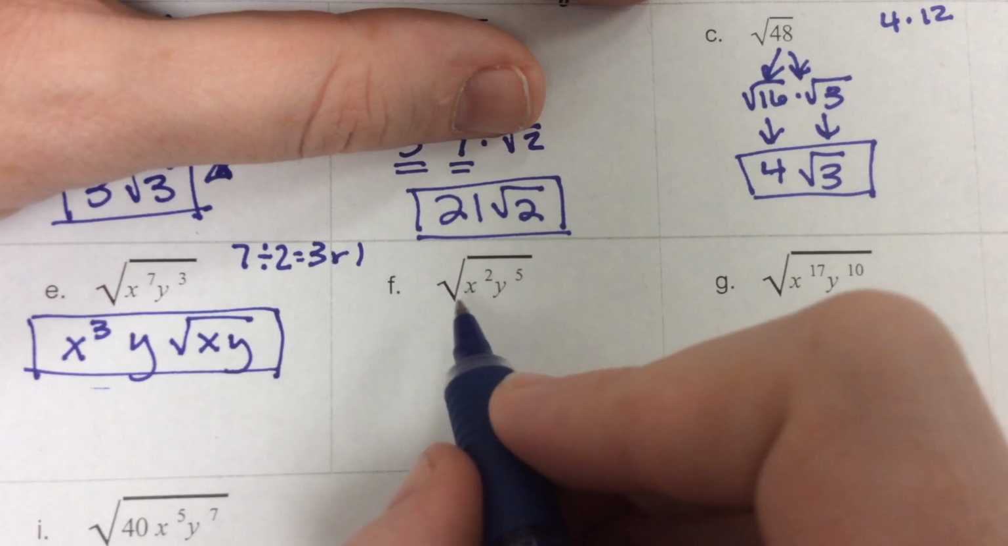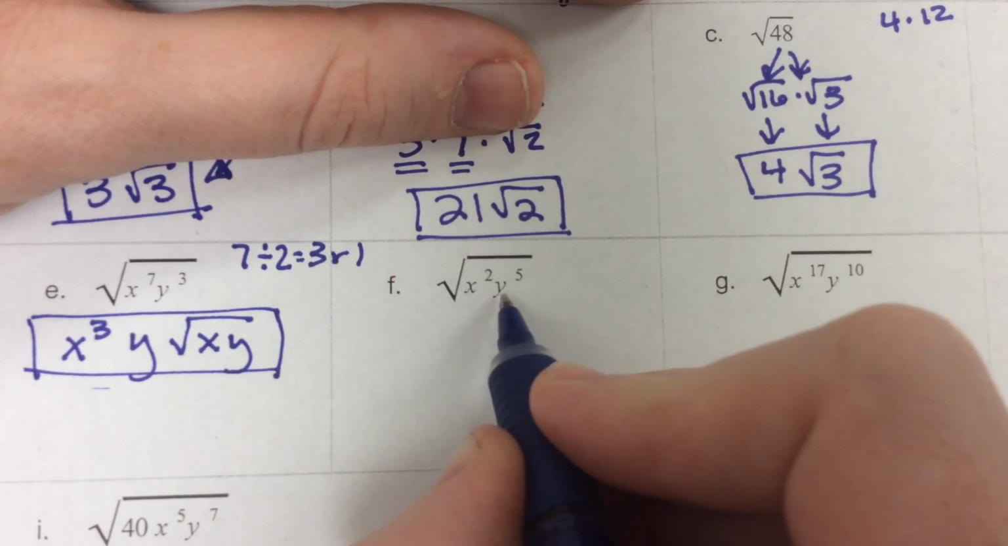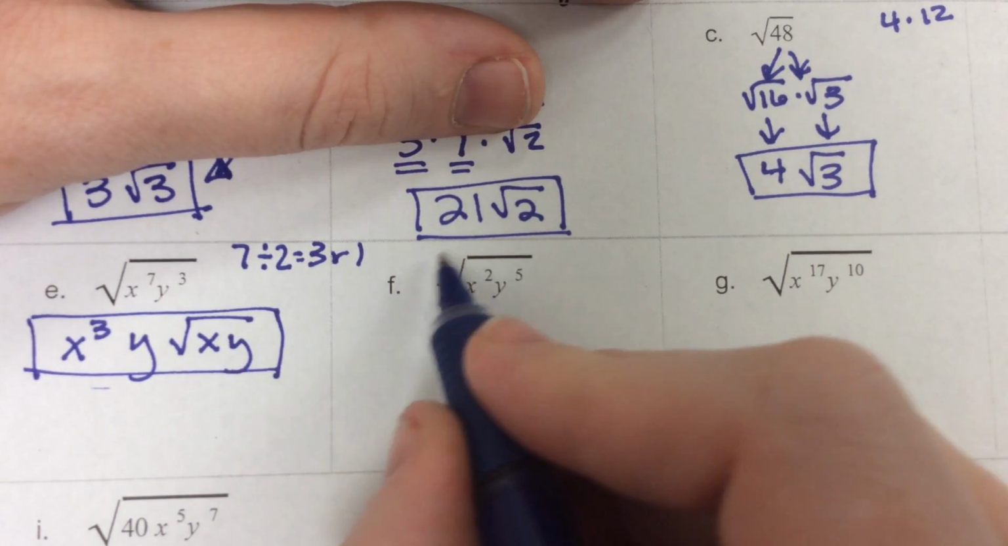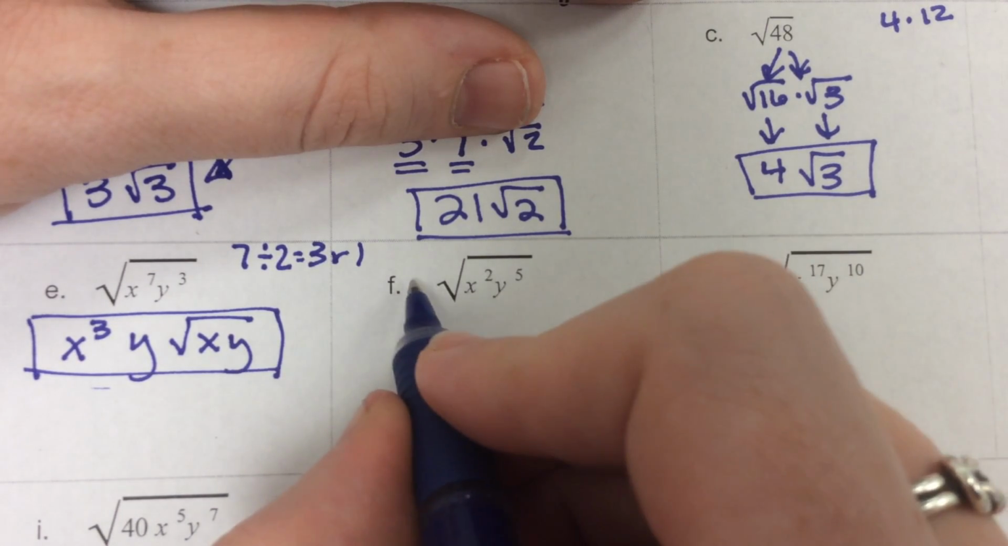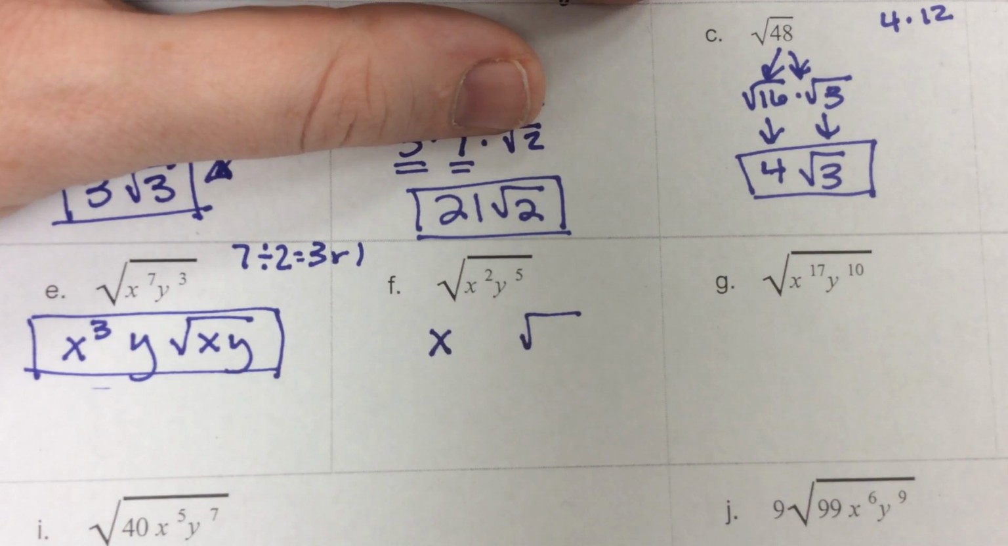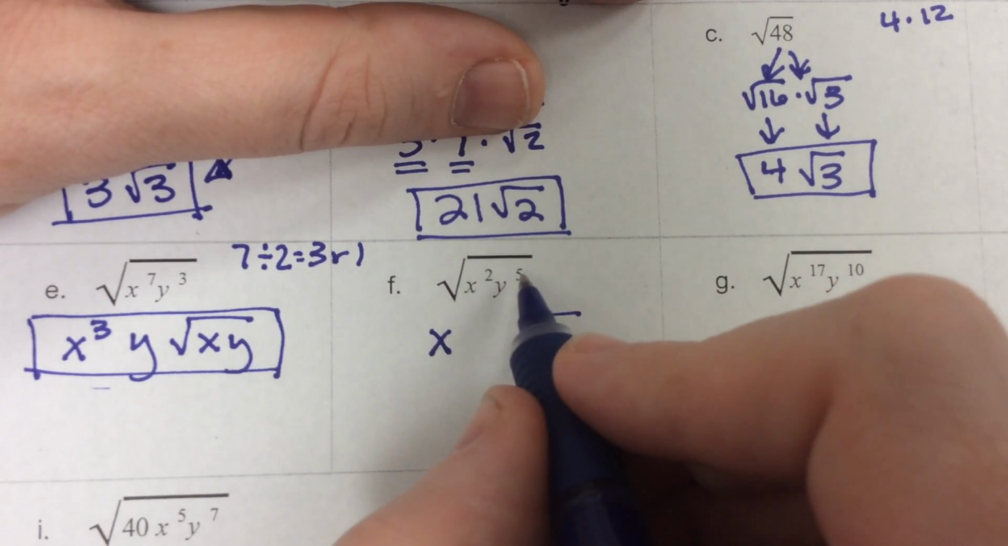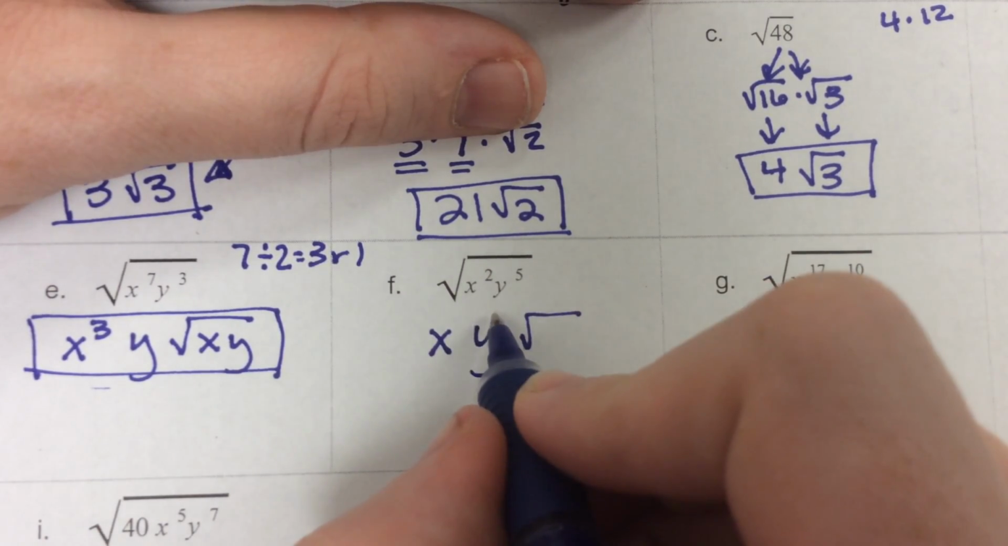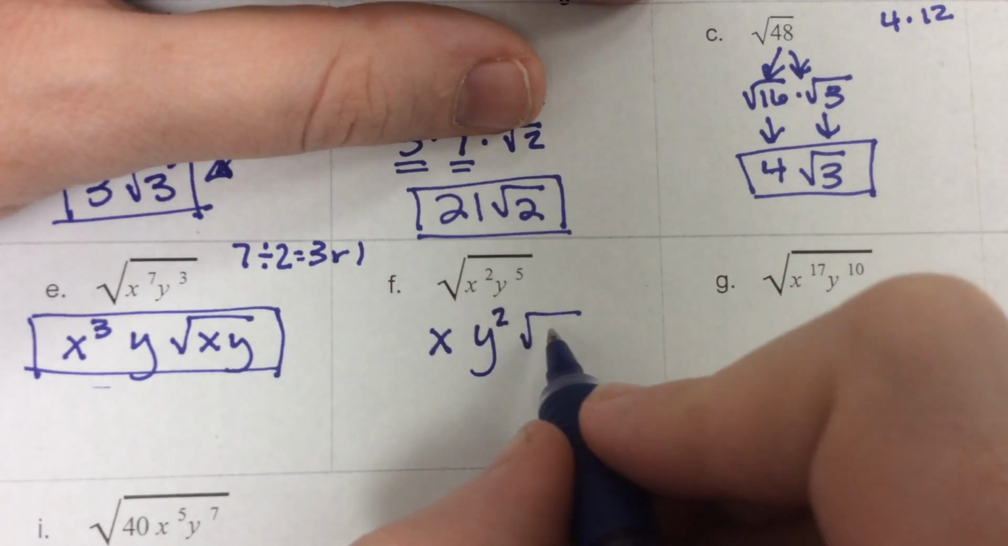Next one. Square root of x squared y to the 5th. How many times does 2 go into x squared? Or how many times does 2 go into 2? It goes in once with no remainder, so you have no x's left in there. How many times does 2 go into 5? It goes in twice with 1 remainder.